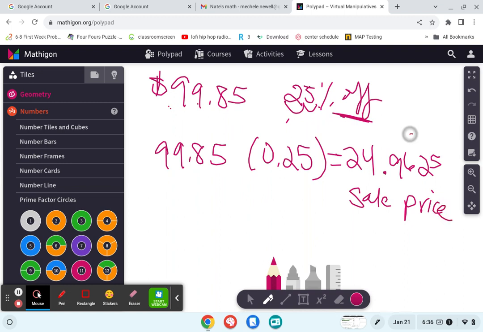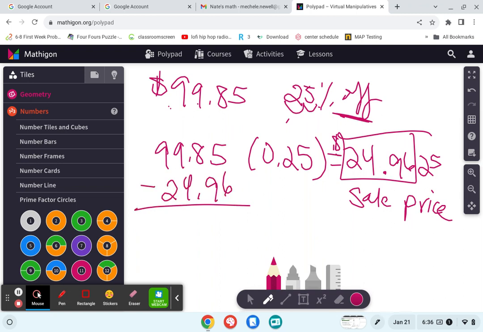So if I made this just money, it would be $24.96. So let's do $99.85 minus $24.96. I got $74.89. So that would be my sale price.